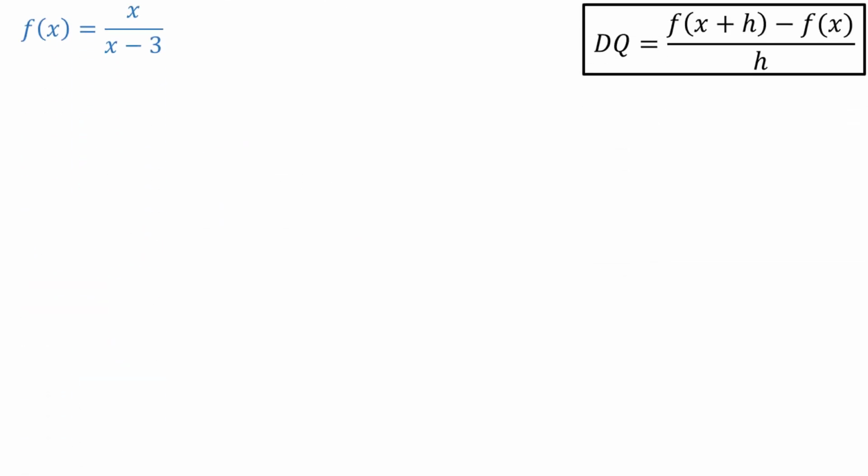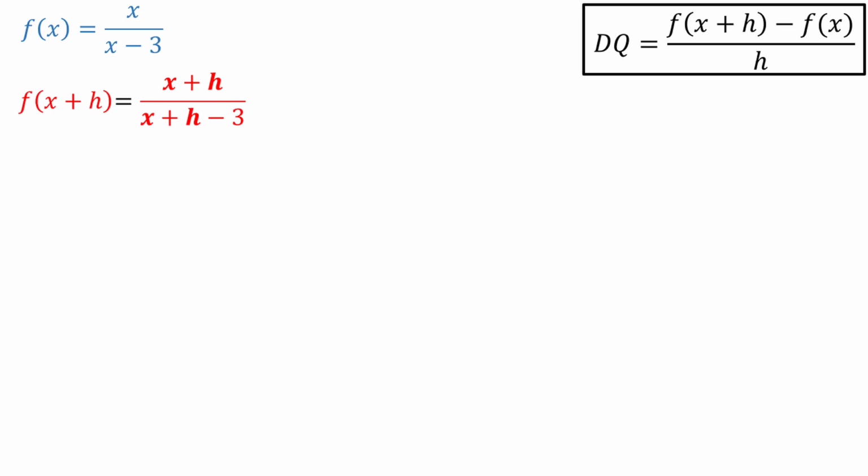Alright, let's try one more problem. We have f of x is equal to x divided by x minus 3, and we want to find the difference quotient. Let's start by finding f of x plus h. Anywhere we see an x, we can plug in x plus h. We have f of x plus h is equal to x plus h divided by x plus h minus 3.